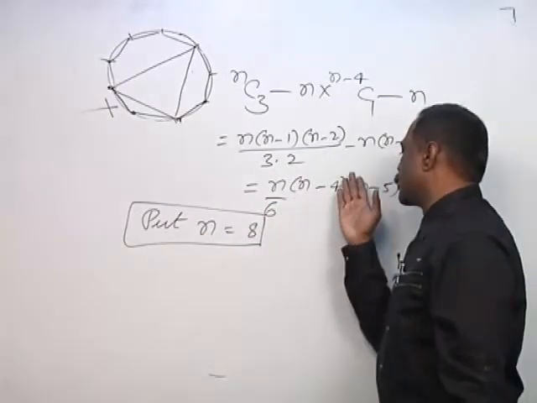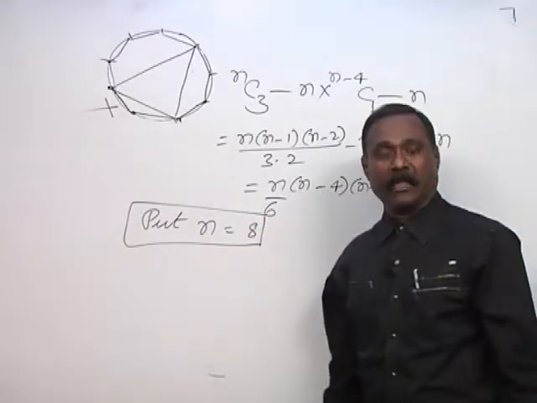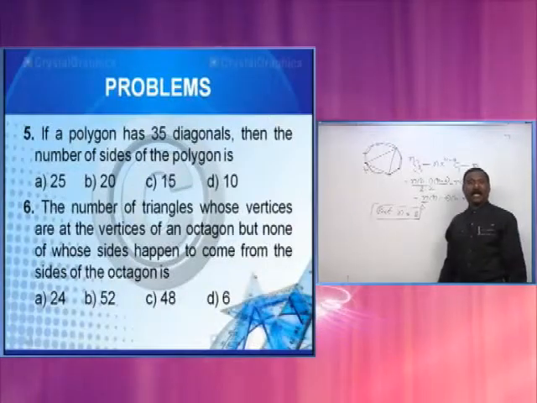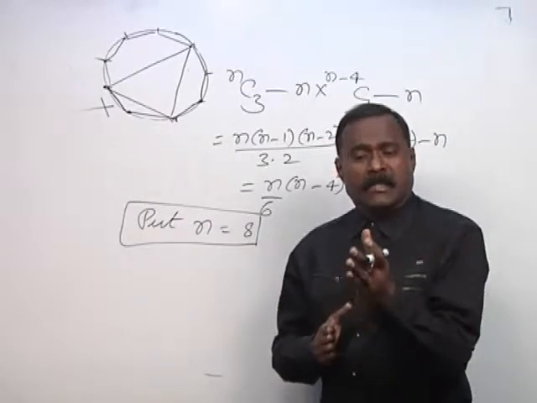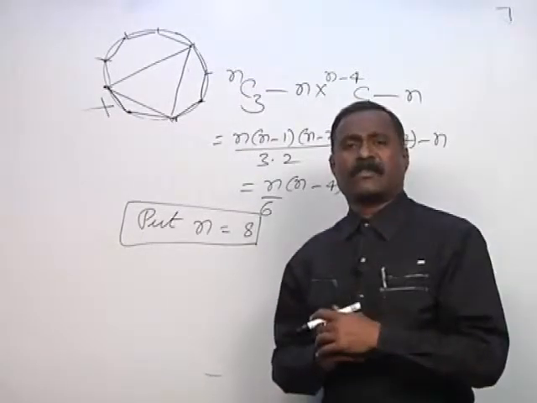8 by 6 into 8 minus 4 into 8 minus 5. Simplify that, and you will get the answer. So the presentation of the question is different. This is the same as the 7th question.